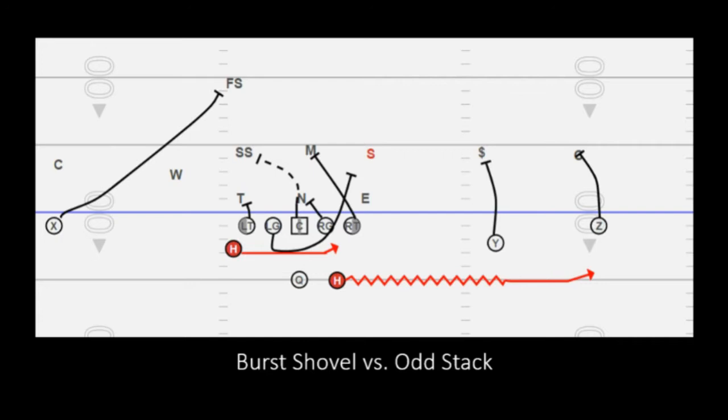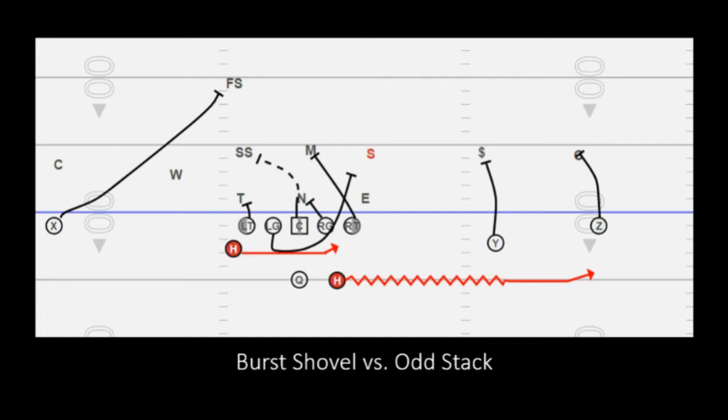First concept we're going to look at is the burst shovel. You'll see some cut-ups against some odd fronts and some even fronts. All depends. Again, skip pull. We're leaving the DN. He's the read. We have our shovel here. Our backer, how is he going to relate in this stack front? Is he going to chase the bubble or is he going to stay in the box and play the shovel?